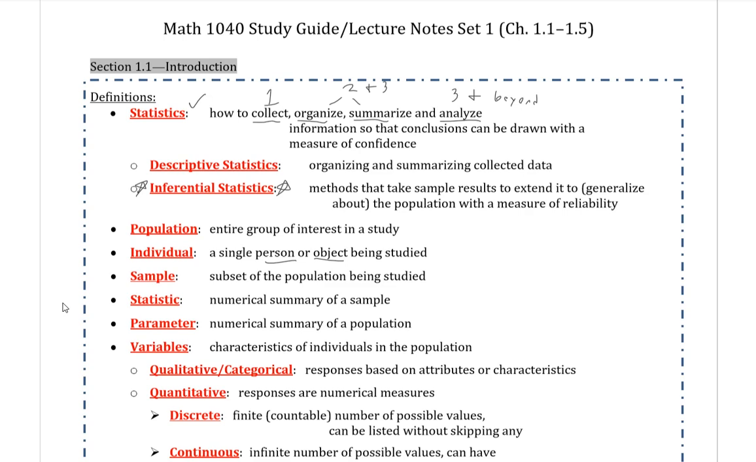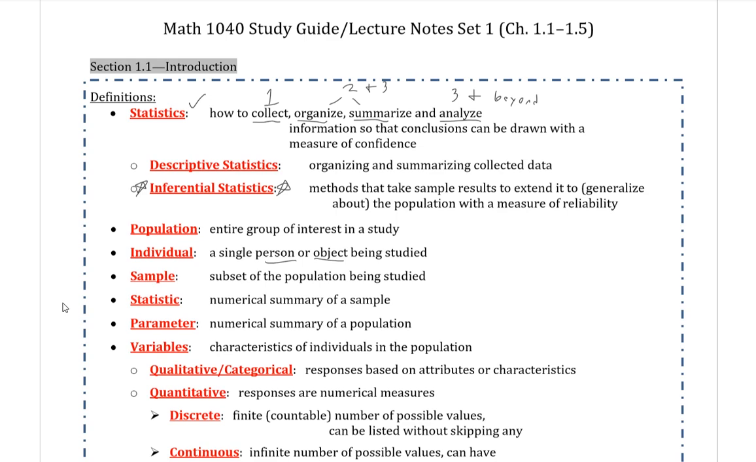Now, the population is usually a lot harder to analyze directly. Again, if we did something like the entire population of the United States, or even if I did the entire population of Utah, that's a rather large group, and it's very, very inefficient or impractical to try to actually gather information from every individual in that population.